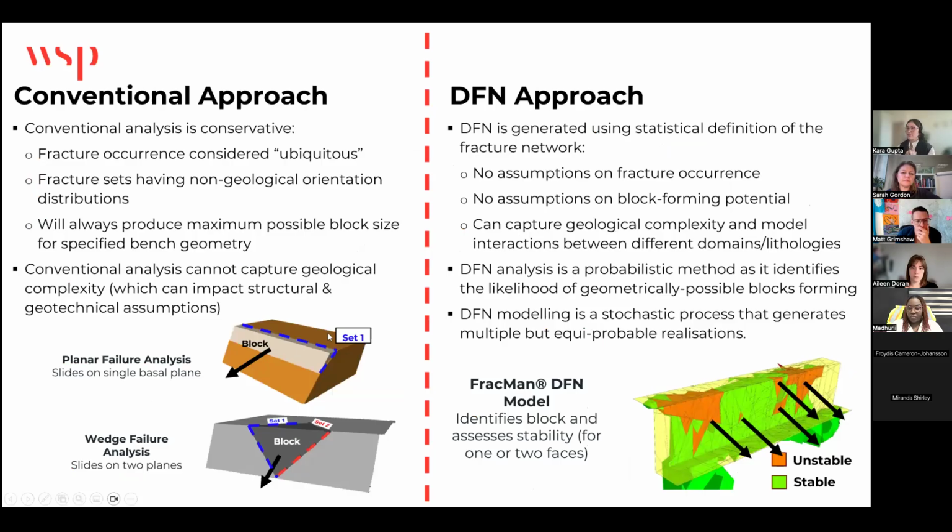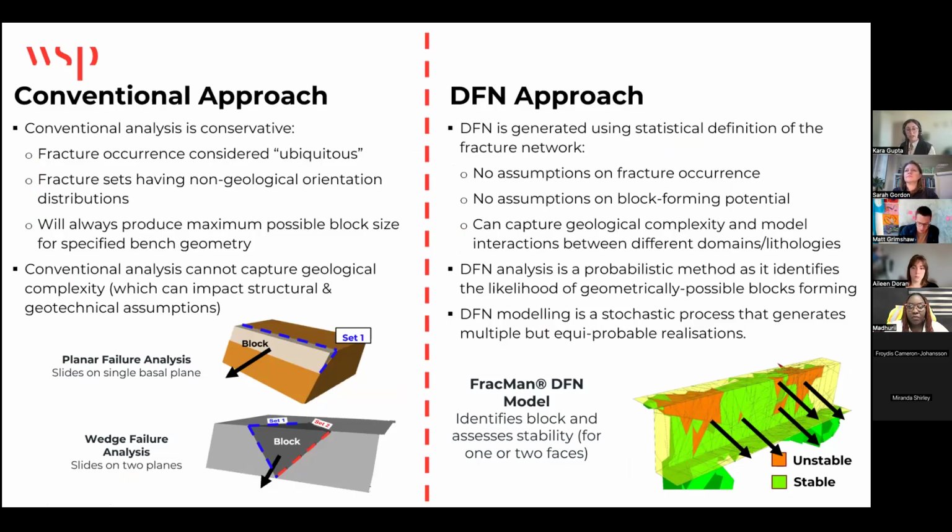This can be a useful comparison for those of you who may be more familiar with conventional kinematics, for example. So, a conventional approach is more conservative in that the fracture occurrence is ubiquitous. The fractures are generated everywhere and the maximum possible block size is produced. But they have a non-geological orientation and they don't capture geological complexity.